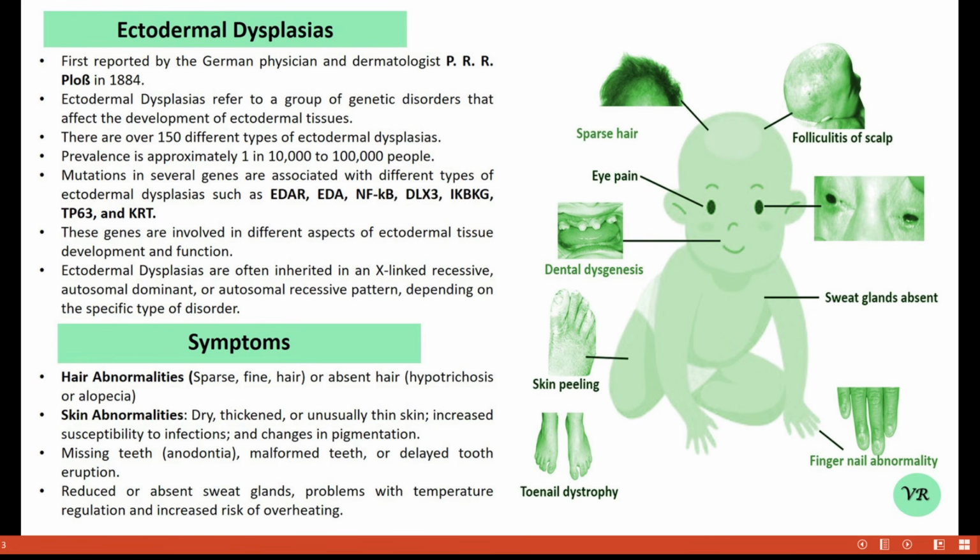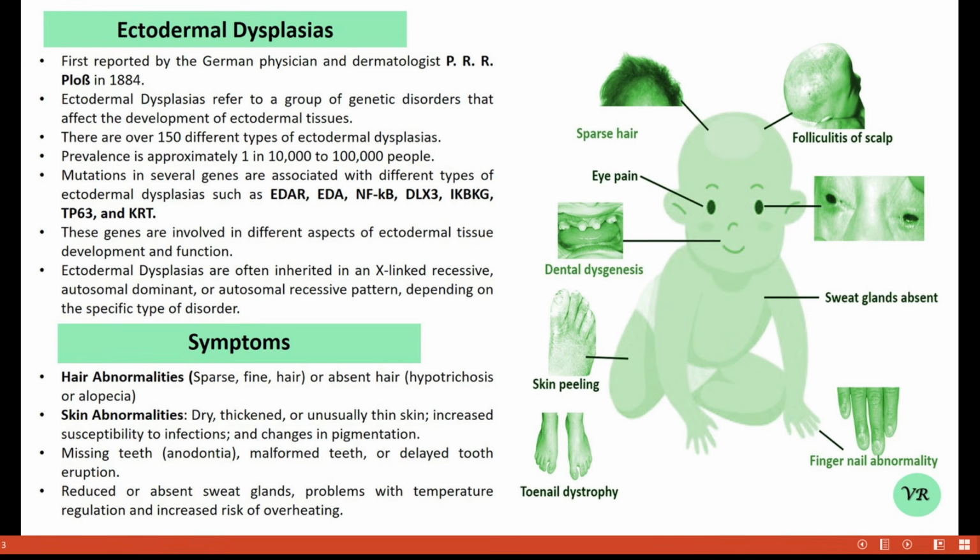IKBKG gene is associated with incontinentia pigmenti, which includes ectodermal dysplasia features. The gene encodes a protein involved in NF-kB signaling pathway. TP63 gene is associated with ectodermal dysplasia syndromes such as ankyloblepharon, ectodermal dysplasia, cleft lip or palate, that is AEC syndrome. TP63 is a transcription factor critical for the development of skin, hair, and teeth.